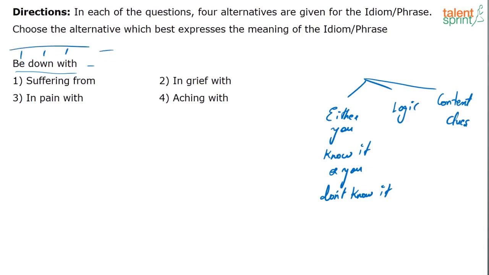So be down with. If I say I am coming down with a sore throat, which means what? I am suffering from a sore throat. Just to give you an example with the context, be down with. Here in this context, if you look at the options, everything is negative: suffering from, in grief with, in pain with, aching with. So either you know the answer to this or you don't know the answer to it.